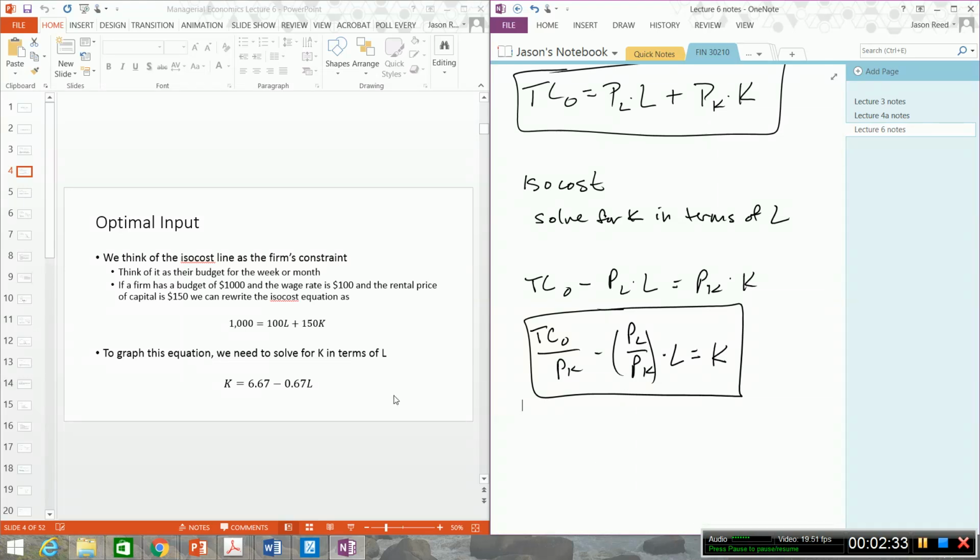So we think of our budget, either weekly, monthly, yearly, however we want to talk about it. In this example, we say the firm has a budget of $1,000. The wage rate is $100 and the rental price of capital is $150. So we can rewrite our ISO cost equation, beginning with this budget constraint.